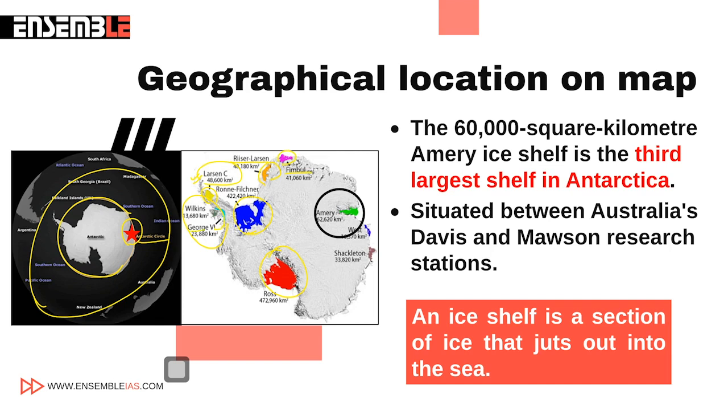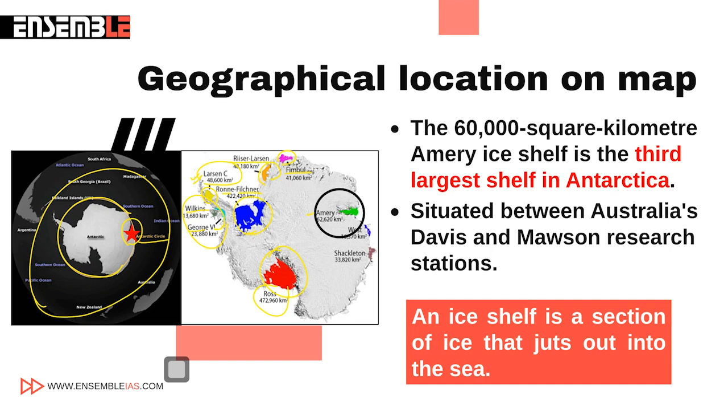This is the George VI. This is Wilkinson. This is Ronne, Flinders. This is the Ross. This is Amery. So these locations can be asked in various forms, like from north to south, from east to west direction, in the west direction, from north to south. So just keep these locations in your mind. This can be asked via various permutations and combinations in the examination.